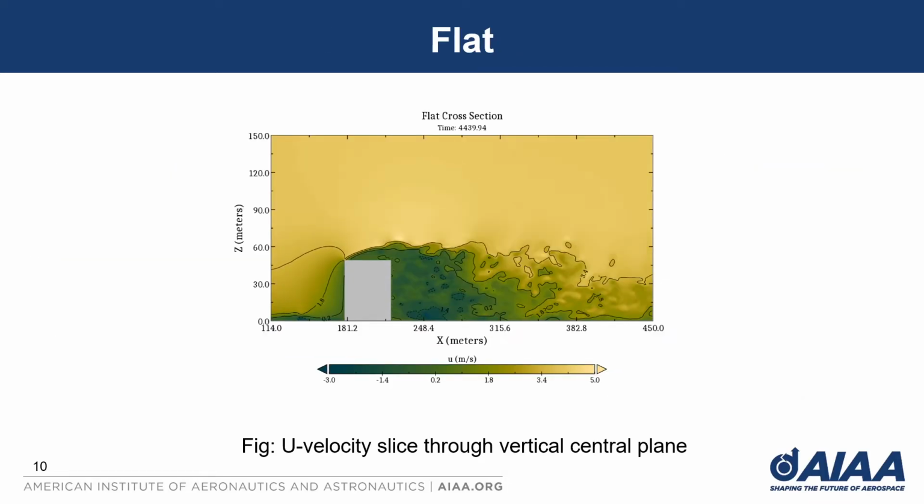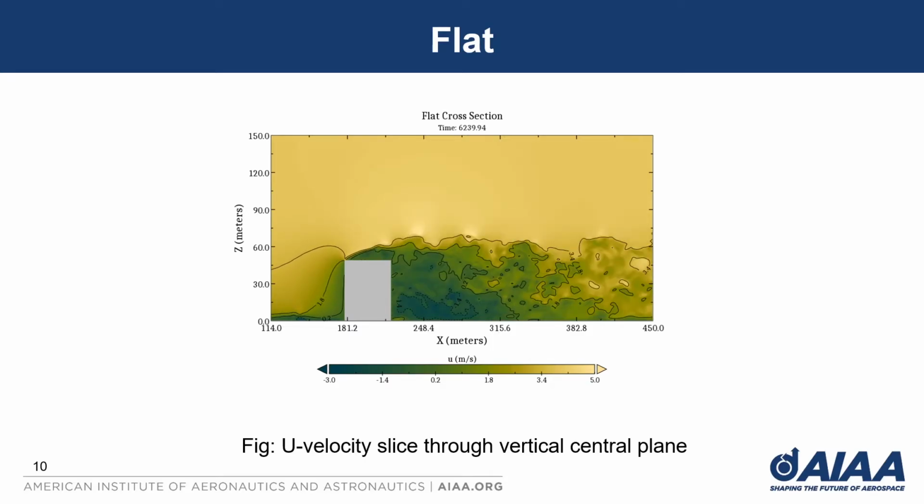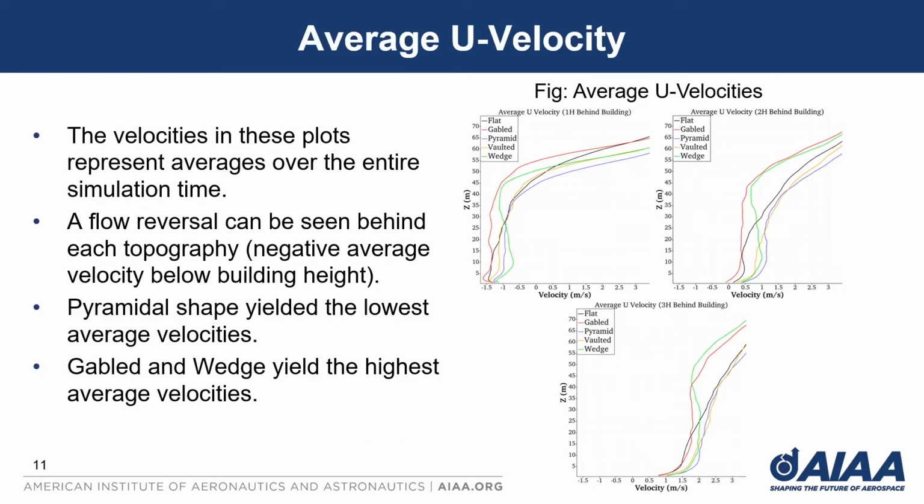This is because of the shape and the geometry of the wedge building. And onto the flat building, you can just see that this acts as a little bit of an average for all the cases. This slide shows the average u velocities at 1h, 2h, and 3h x distance behind the building, respectively.